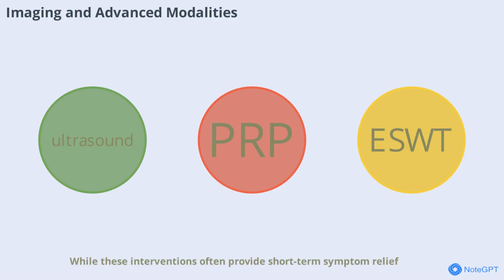While these interventions often provide short-term symptom relief, evidence for long-term improvement is mixed. Steroid injections should be used cautiously due to the risk of tendon rupture. Surgery is reserved for cases unresponsive to other treatments, with options tailored to the specific tendon and pathology.